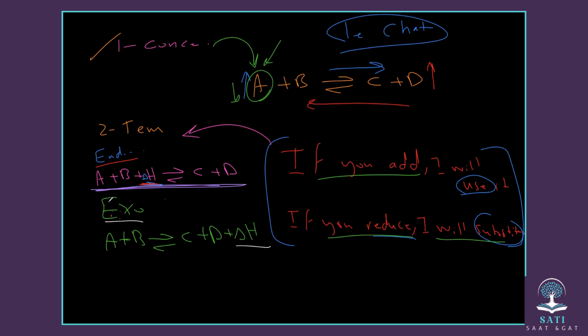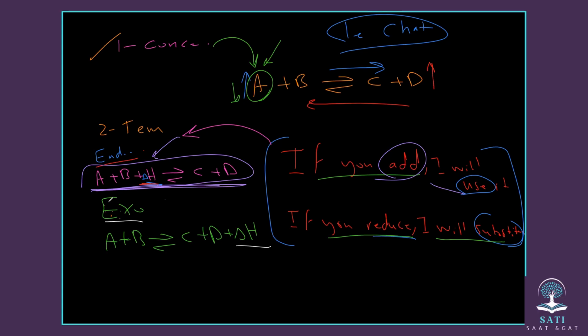Okay, endothermic reaction: if you increase the heat or temperature, what will happen? As we said, if you add, it will use it. So since heat is a reactant here in the endothermic reaction, and you increase heat, the reaction will use it. That means it will go forward to produce what? C and D. So if you increase the heat in an endothermic reaction, the reaction will go to the right to produce C and D. That means it will produce more products.